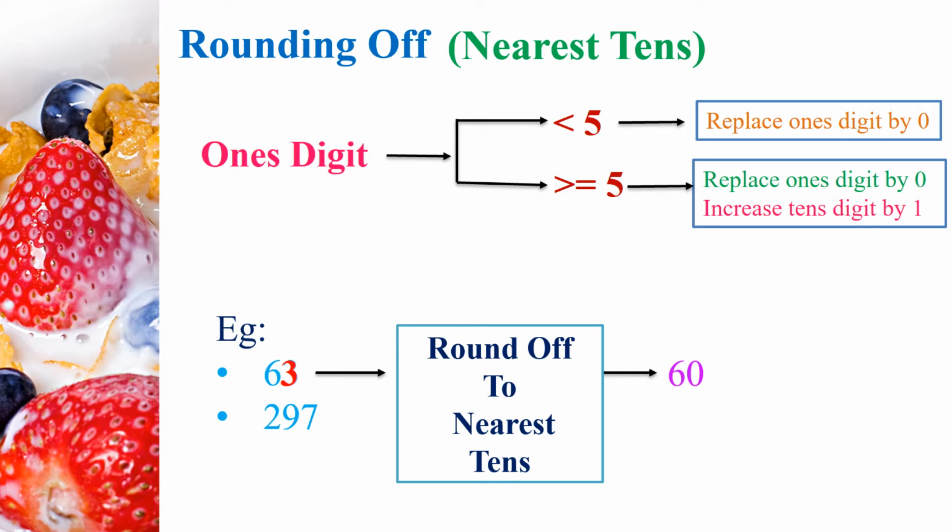Then second one, 297. Here one's digit is 7. So when you are going to round off to nearest tens, 7 is greater than 5. So replace one's digit by 0 and increase tens digit by 1. So we'll get 300.